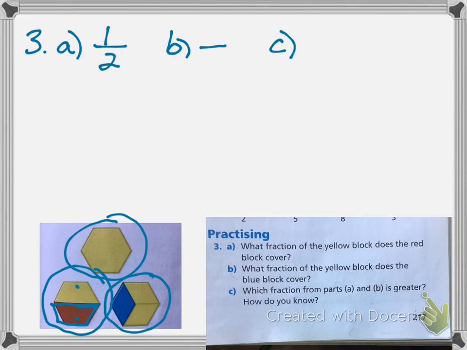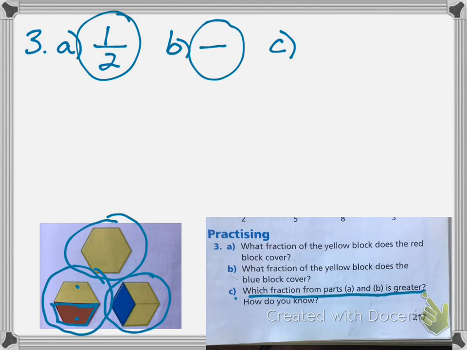And number C. Now you have 2 fractions. You have whatever fraction you wrote for B, and then you have 1/2. Letter C says, which fraction from parts A and B is greater? So again, you're not looking at the numbers, you are looking at the picture. Which one is bigger? Is it this fraction? Does that cover more? Or does this fraction cover more? And then I want you to write the number right there for C.